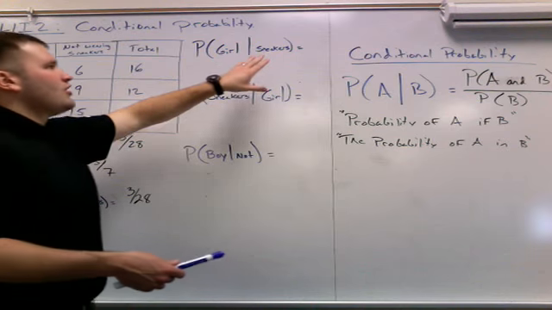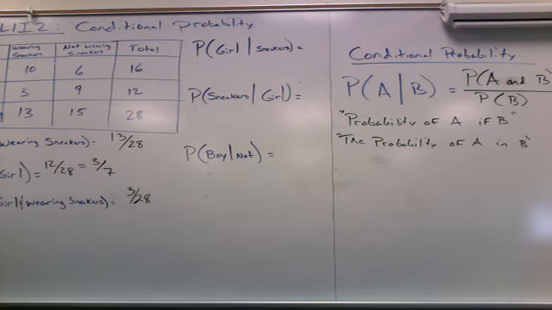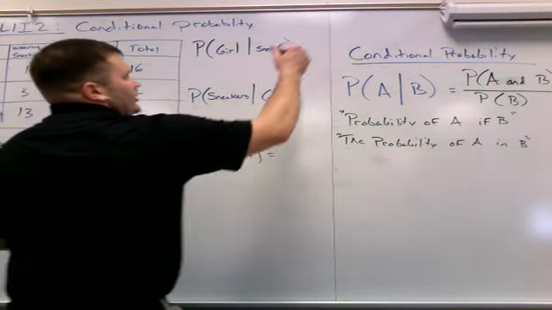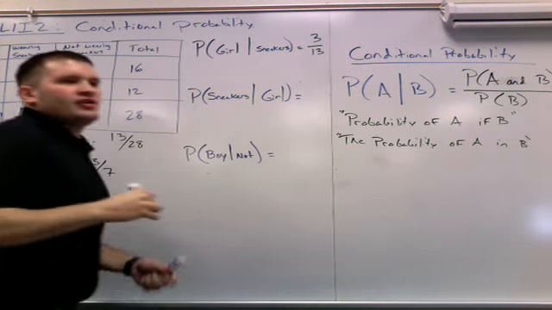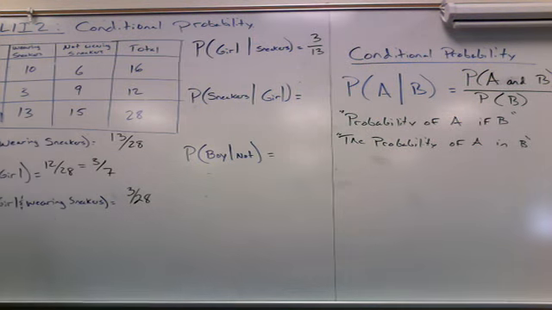So how many sneaker wearers are there? 13. How many of them happen to be girls? 3. So we can look at the table and say there are 13 people wearing sneakers, 3 of them are girls, so my probability of girl given sneakers, or girl if sneakers, is 3 out of 13. It's kind of like what you guys wanted to do initially when we were talking about and statements, wasn't it?